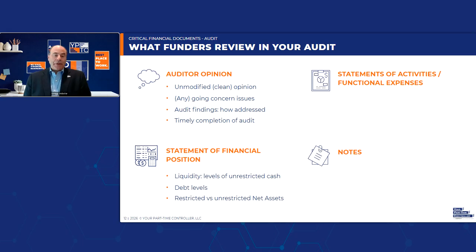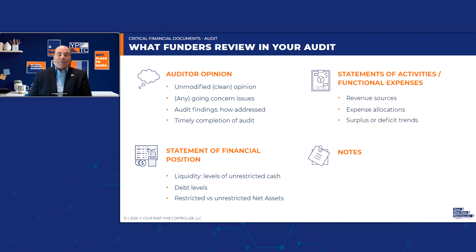The next thing they're going to look at is the statement of financial position, or the balance sheet. And in this report, they're going to be focusing on liquidity, how much unrestricted cash is available for the organization. They're going to look at debt levels and look at the mix between restricted and unrestricted net assets. Too much in restricted net assets might raise concerns about flexibility or make funders question how donors' requests are being managed. And perhaps too much in unrestricted net assets might lead the funders to question what the overall funding needs of the organization really are.